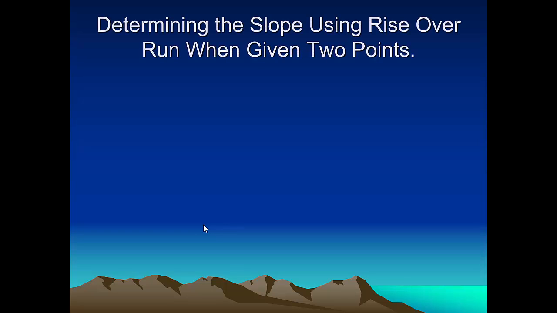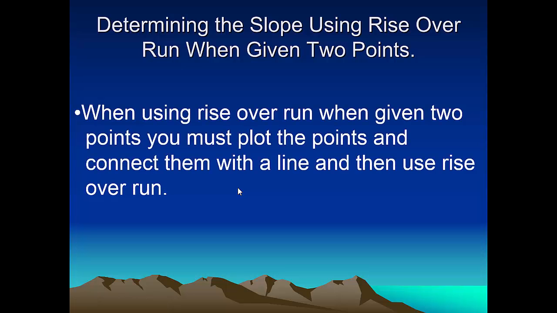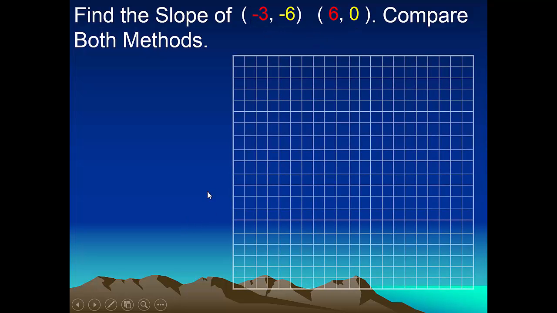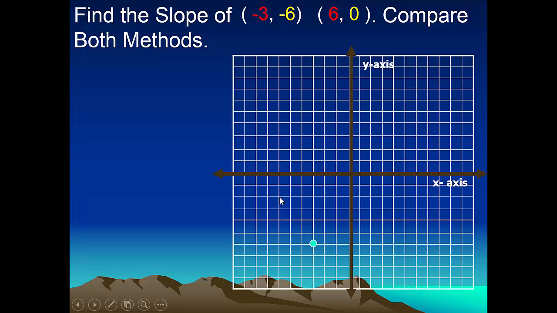Now we come here, determining the slope using rise over run, we're given 2 points. Now this is basically, when we're given 2 points, just like we said previously, you put the 2 points on the graph, and then you draw a straight line and connect them, then you could do the rise over run. So we're given the same 2 points, and we're going to compare both methods. Now we plot -3, -6, and we plot 6, 0. This goes in line with what was just previously said about doing the rise over run. You plot the points, and then you graph, which we did here. So now we can do rise over run.